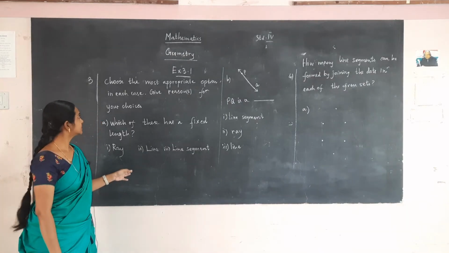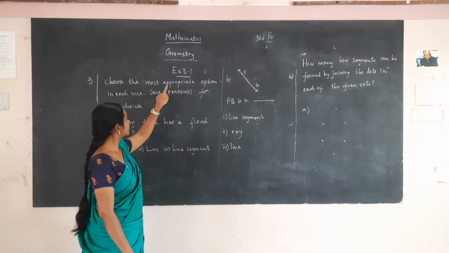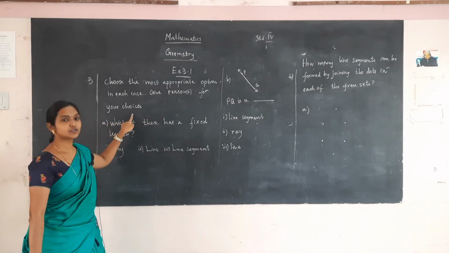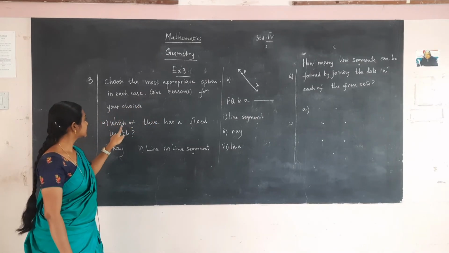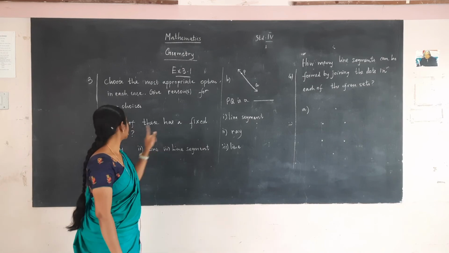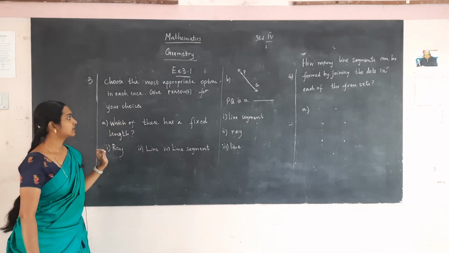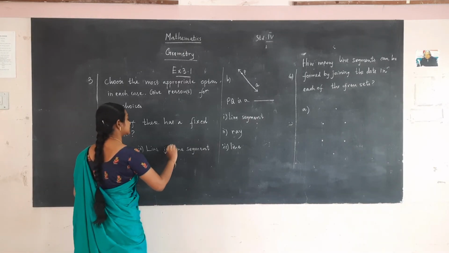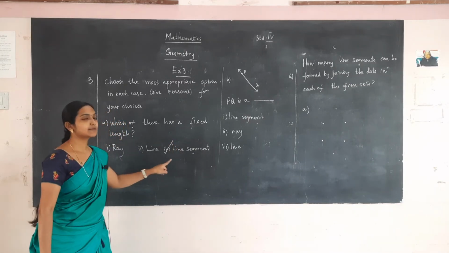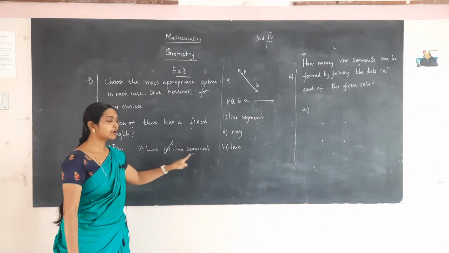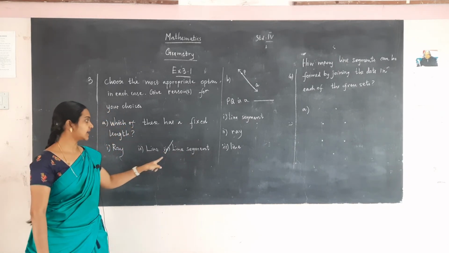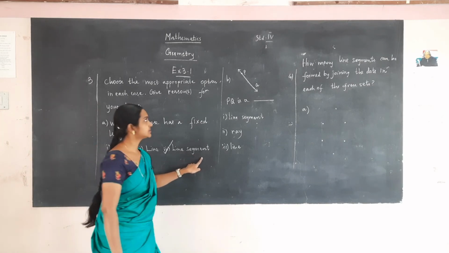The third question is choose the most appropriate option in each case. Give reasons for your choices. The first question is which of these has a fixed length? That is line segment. A line segment will have both a starting point and an ending point, so it will have a fixed length. So the answer is line segment.